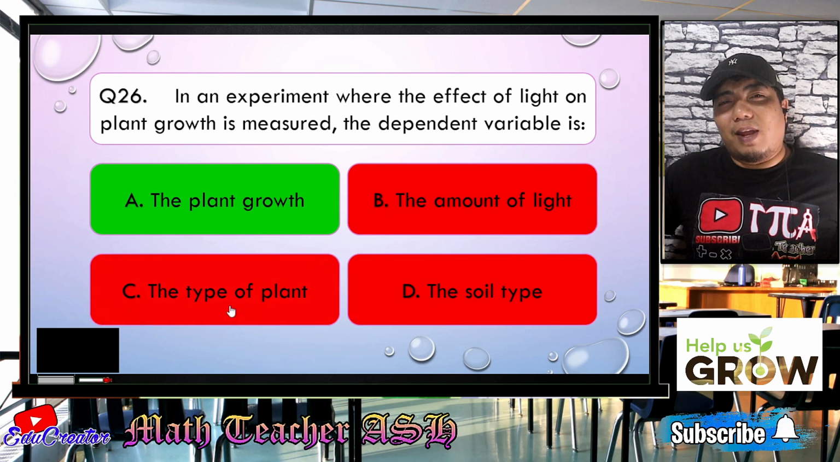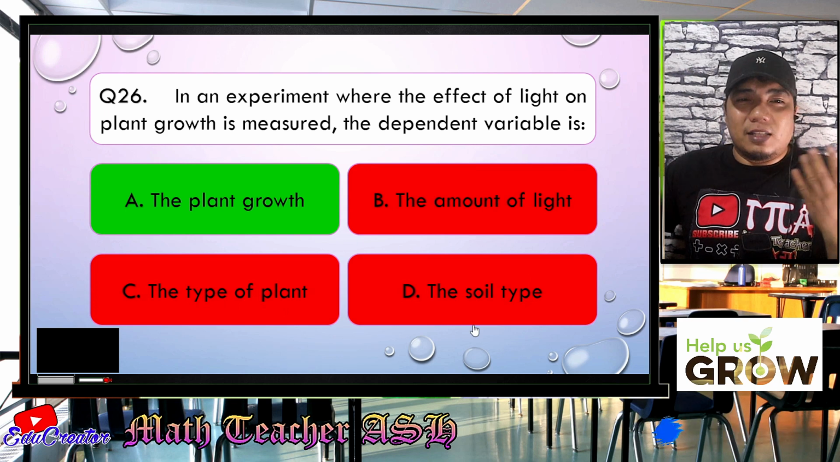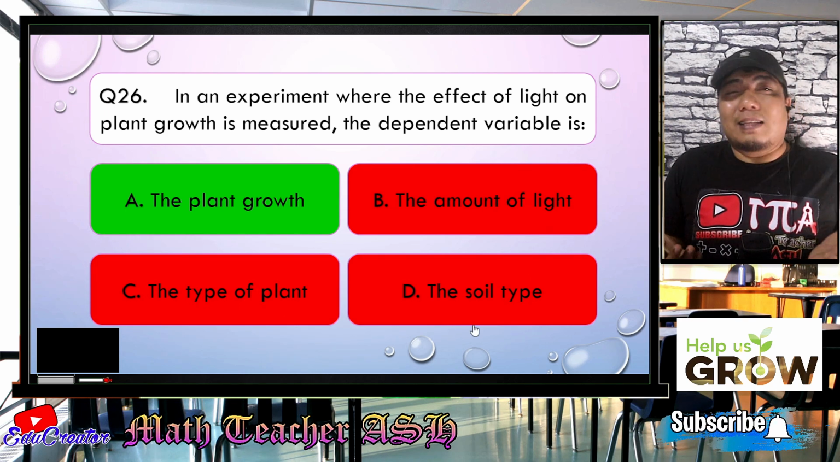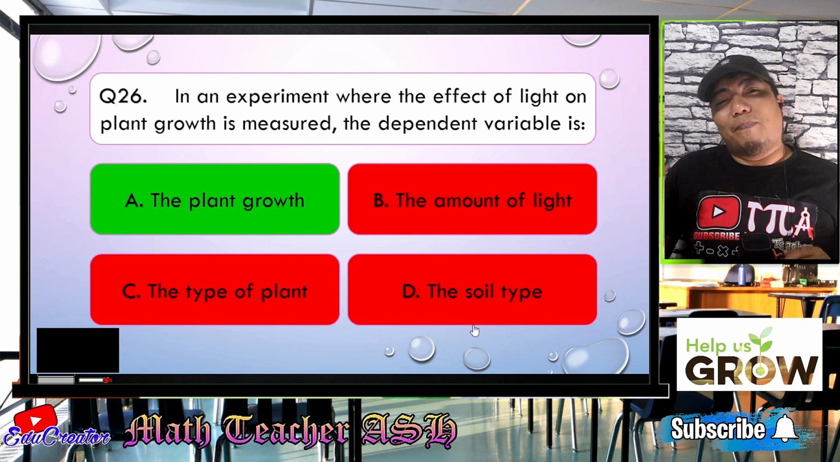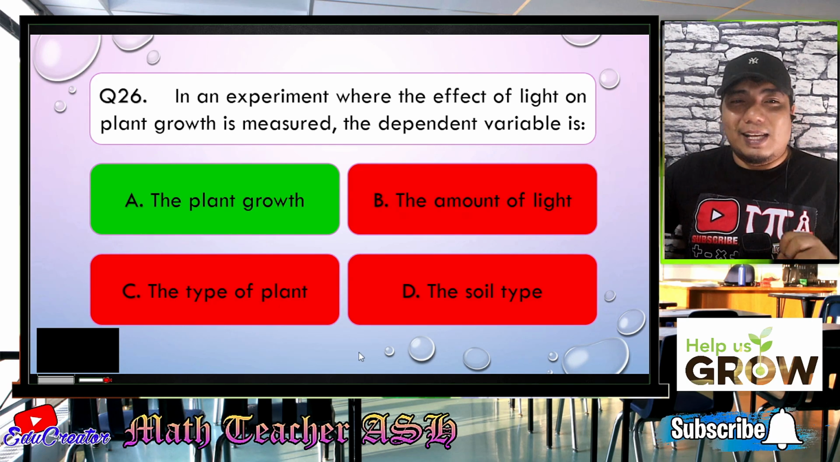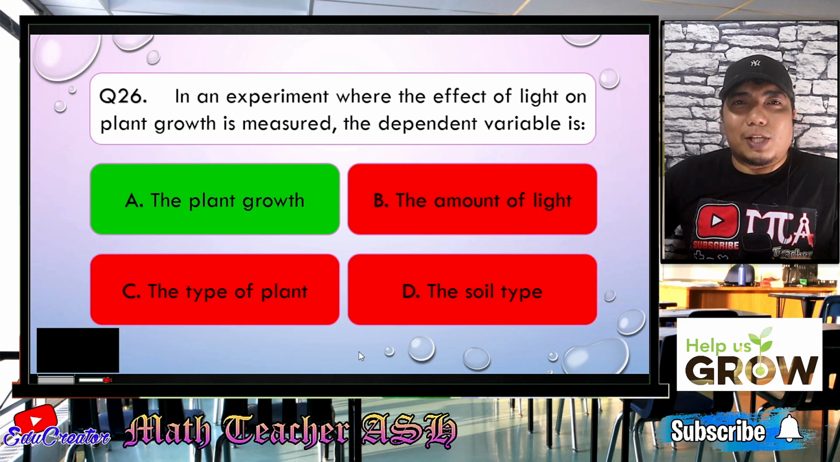Easy, right? Very easy. Now, why is it not the soil type? Because it is not given in the statement. Why is it not the type of plant? It is also not given in the statement. So, my dear math learners, you just need to know how to analyze the situation. Now, let us go to question number 27.